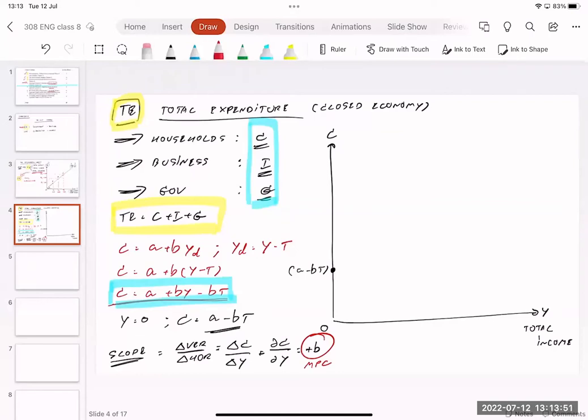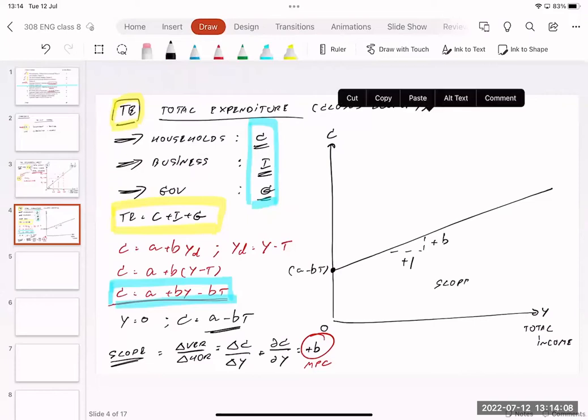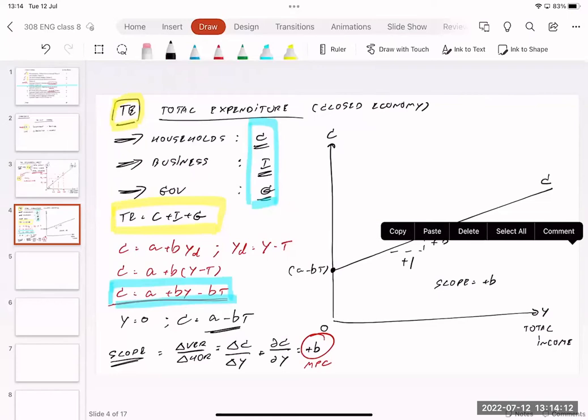Since I know that the slope of the consumption curve is positive B, I can draw the curve like this. The slope is equal to B. If income increases by 1 unit, people are going to consume more by B units. So the slope is equal to positive B. This is the consumption curve, C. This is how it looks like.